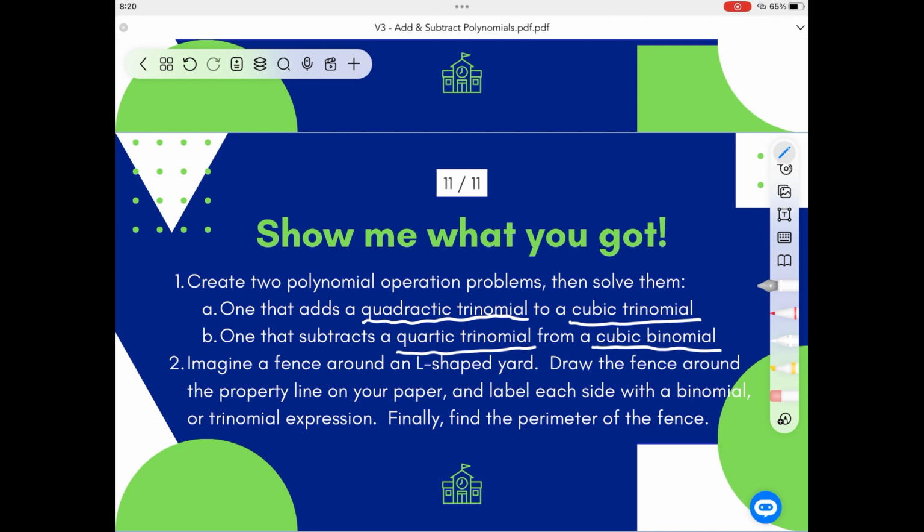And then for problem 2, imagine a fence around an L-shaped yard. So a yard that looks something like this, maybe. You're asked to draw the fence around the property line on your paper, and then label each side with either a binomial or trinomial expression, and then find the perimeter of the fence. Okay, so second challenge problem there for you. Show me what you got with that one, and then good luck as you work on completing your notes.